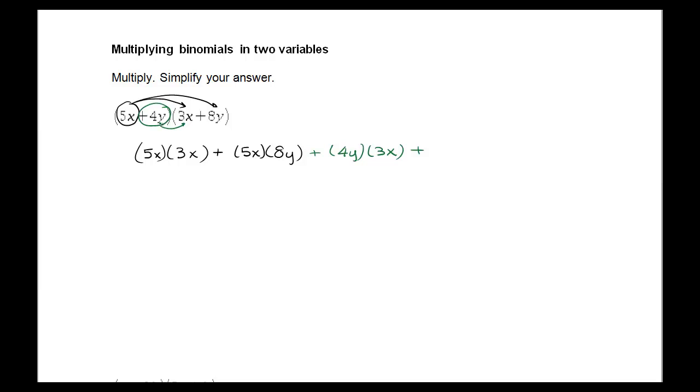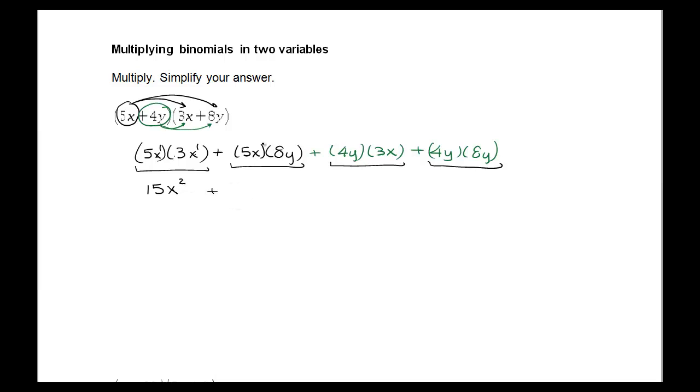Every time I do this, I'm going to add or subtract, depending on the signs, the multiplication. So I have 4y times 8y. Okay, so let's take a look at what we have here. I now have 4 terms, and I want to simplify each of the terms. So I multiply the coefficients. 5 times 3 gives me 15. x times x, remember these are x to the 1, that's just going to be x squared.